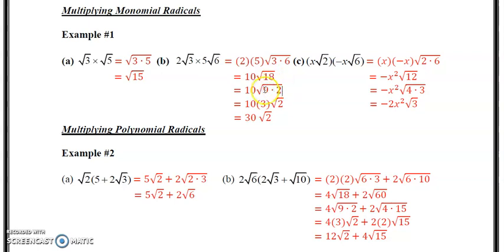So 18, we know we can break that down into 9 multiplied by 2. 9 is a perfect square. We take the square root of 9, it comes out and becomes a 3. We take the 3 and multiply it by the coefficient of 10, and we get 30 root 2. Great way to check your answers.